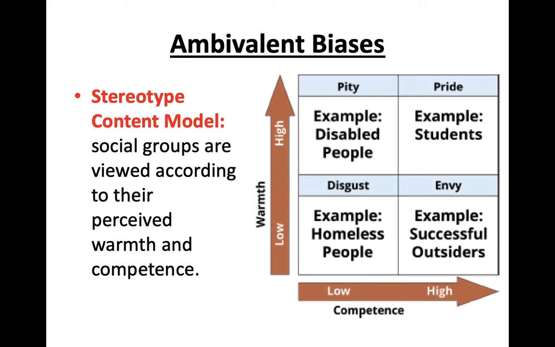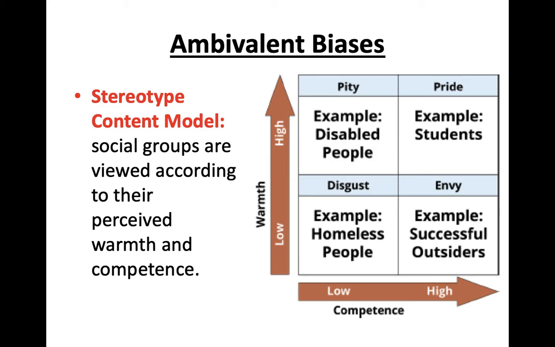So we feel warmth towards people that we can trust, that are on our side. Even if they're not in our group, they're on our side. And we feel cold feelings, low warmth, towards people that would be our competitors. The other dimension would be the competence-incompetence dimension.